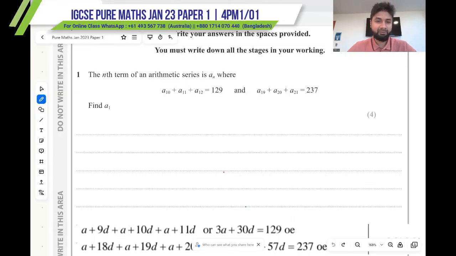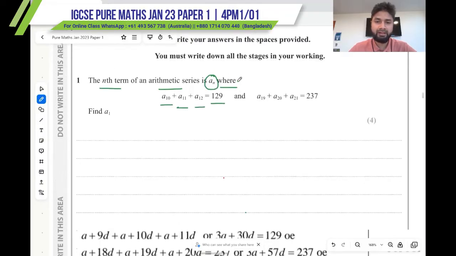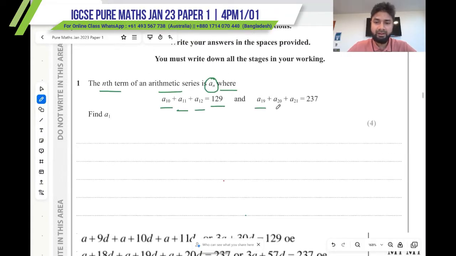Alright, so let's start with question 1. It says the nth term of an arithmetic series is an, where a10 plus a11 plus a12 equals 129. On the other hand, a19, a20 and a21 equals 237. Find a1. So as an is an arithmetic series and its nth term, that means a10 means the 10th term, a11 means 11th term, and a12 means 12th term.